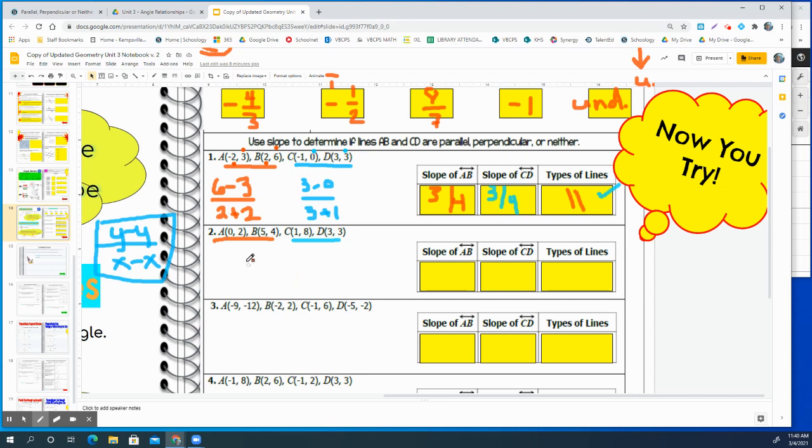So did we get any slopes? What's A and B? If I do y minus y over x minus x, 2 over 5. And what about the other one? 8 minus 3. So I always put my big number first. And then 1 minus 3.